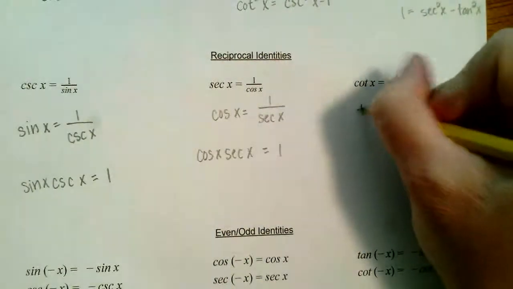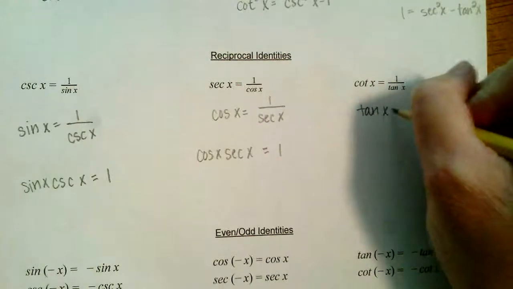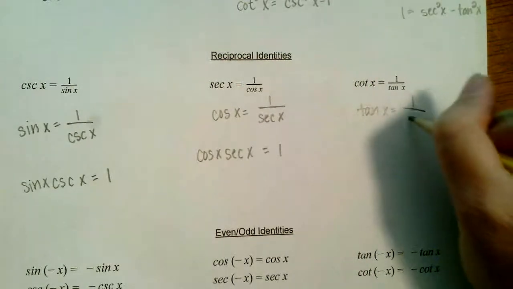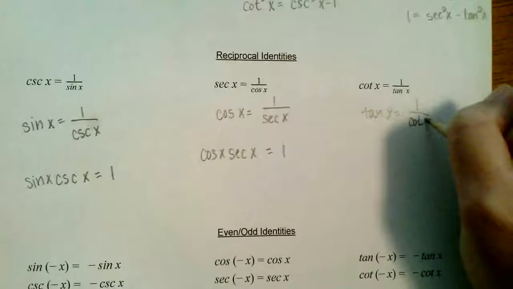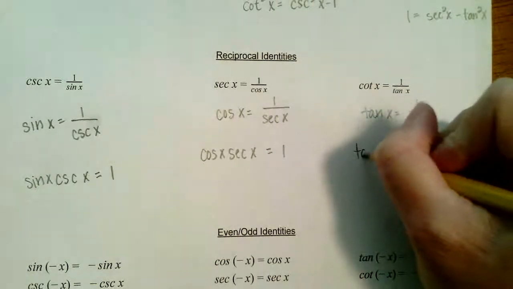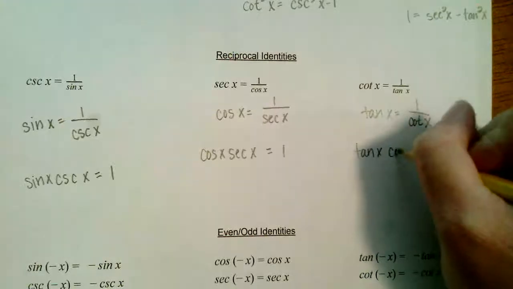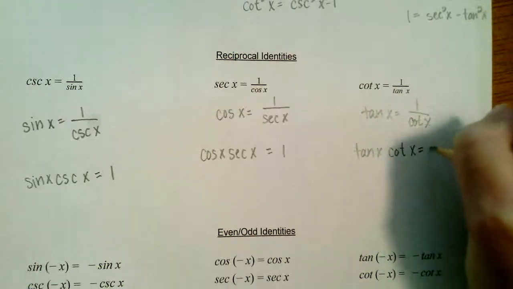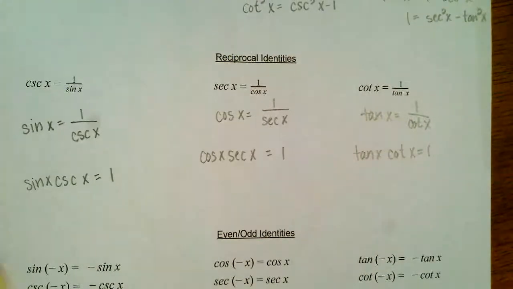Okay, and same, tangent of x is equal to 1 over the cotangent of x. And if we multiply it by both sides, we'll see that tangent of x times cotangent of x is going to be equal to 1. Okay, these are all identities. They're just written in different ways.